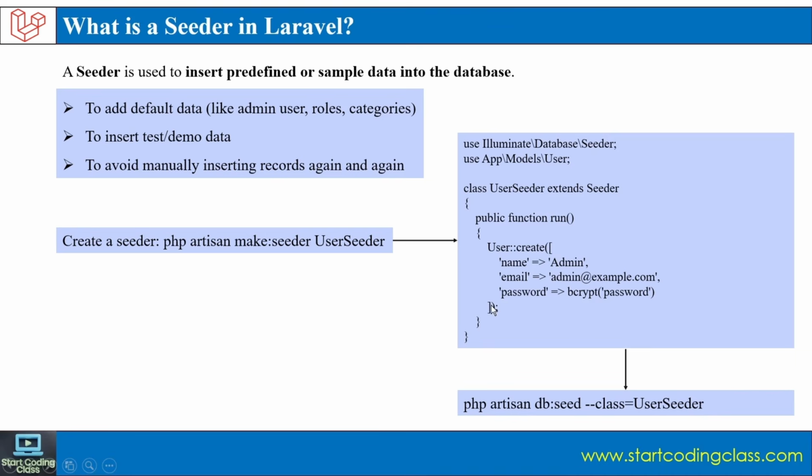If you want multiple records, then you have to write this array multiple times. Again, you have to write name, email, password, and all that. So it's very boring and time-consuming. To fix this problem, you need to use factory in Laravel. It will create 50 records, 100 records, 1000 records, 5000 records, whatever you want.